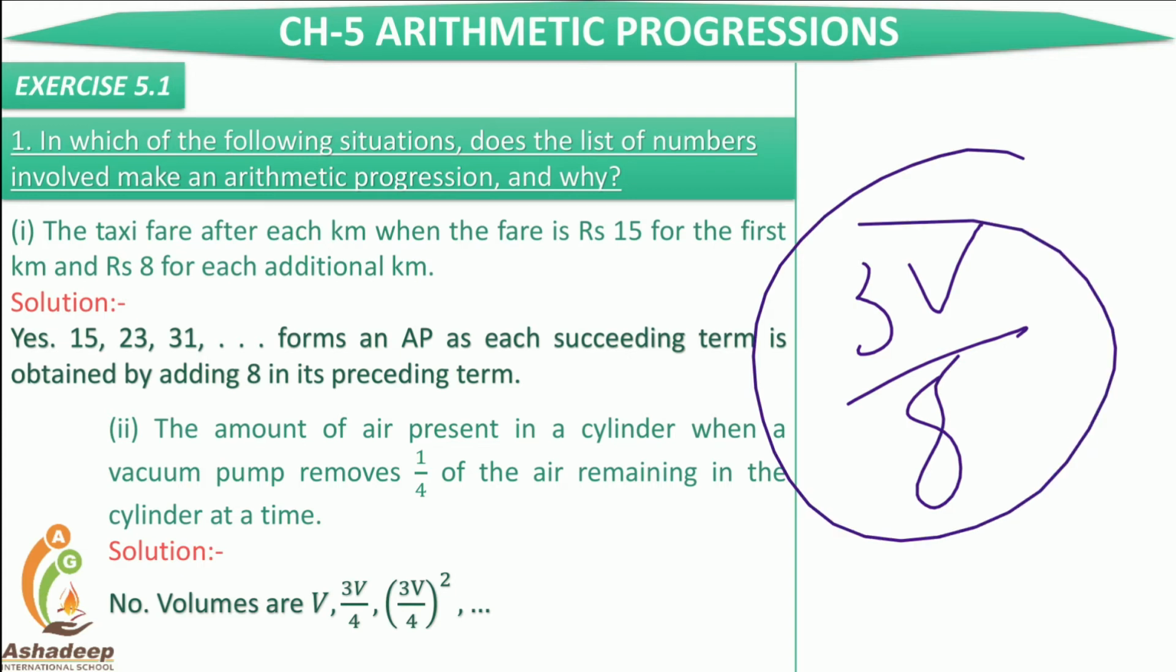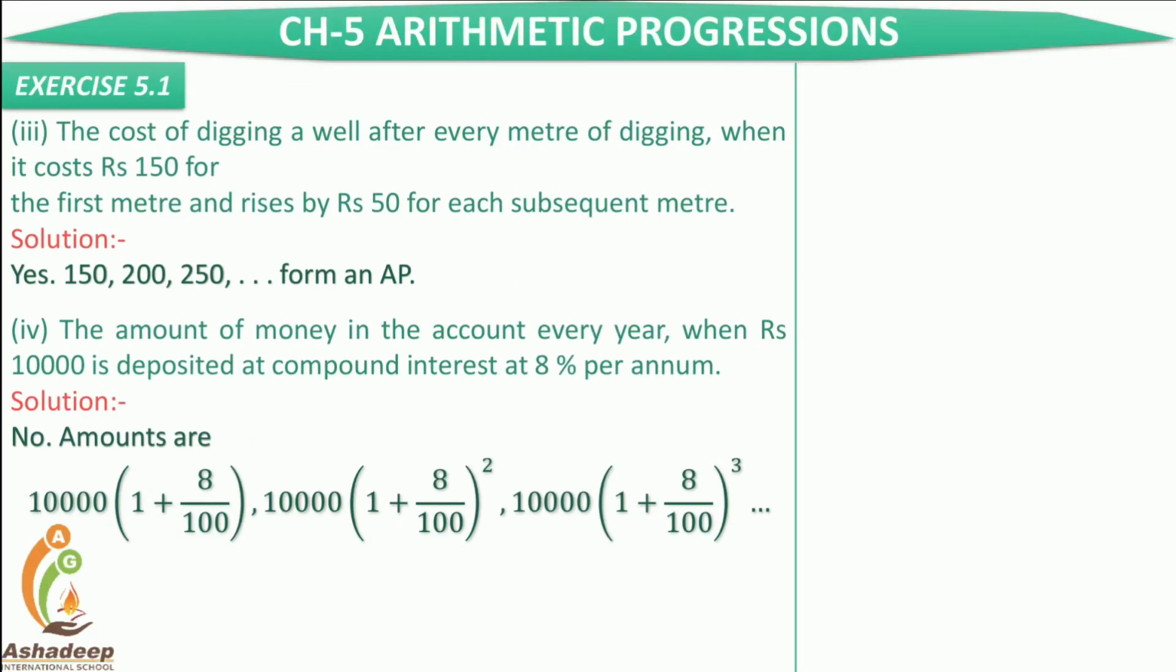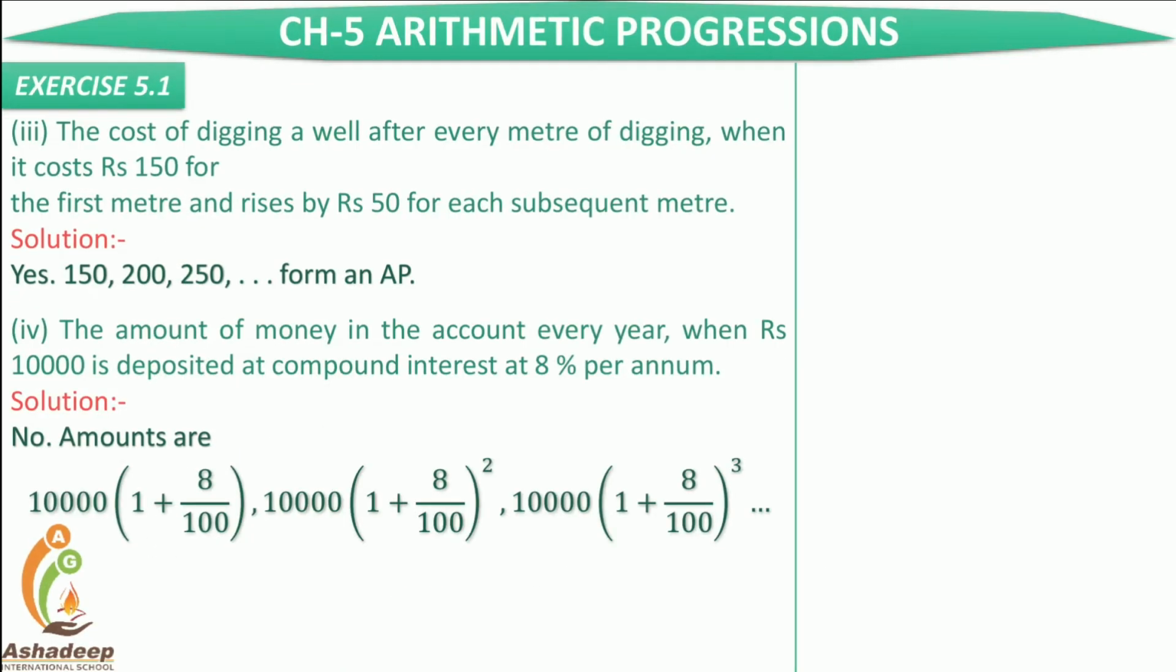So can we say all of these are equal? No, we cannot say these are equal. That is why they do not form an AP. Right, question number 3.